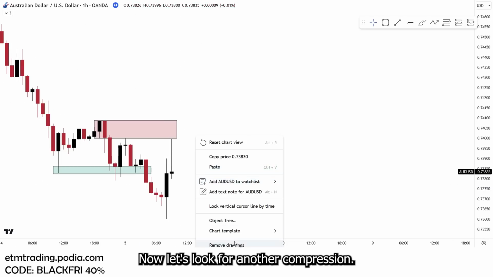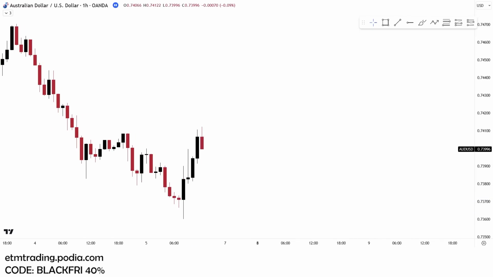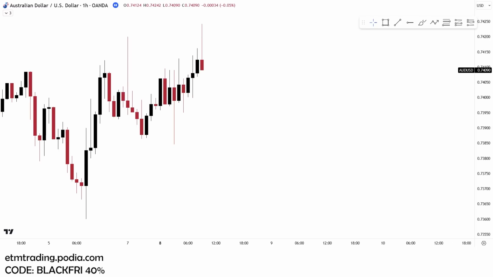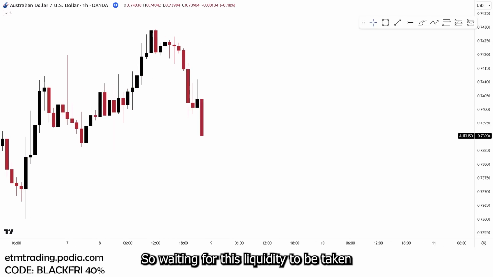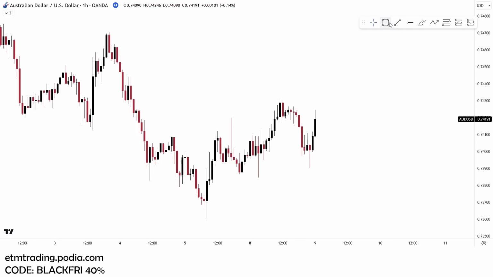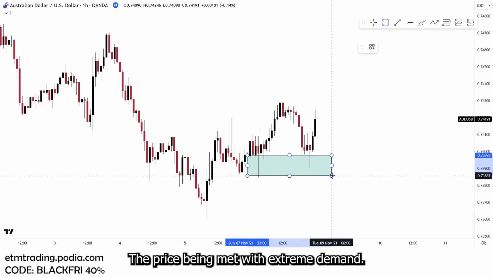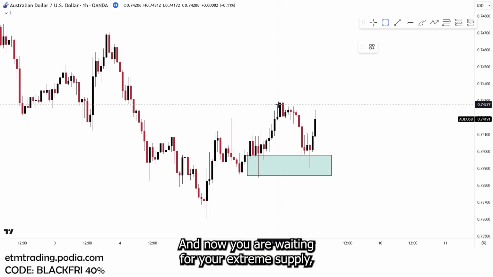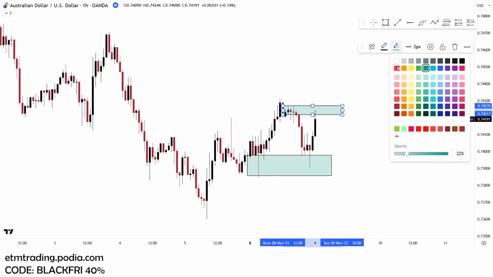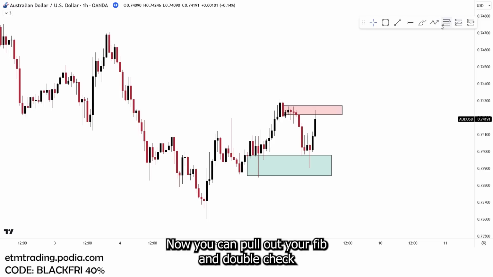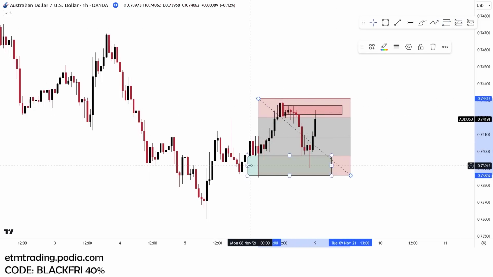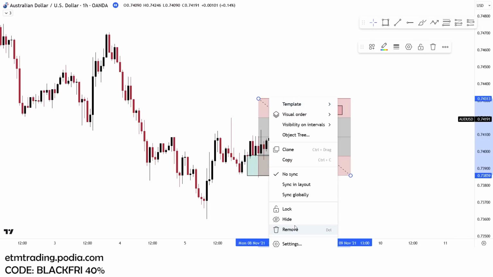Now let's look for another compression. Okay, so what do you have here? You have price being met with extreme demand. And now you are waiting for your extreme supply, which in this case, you have this order block right here. Now you can pull out your fib and double check if you're not trusting your eyesight. Now price went from extreme to extreme.